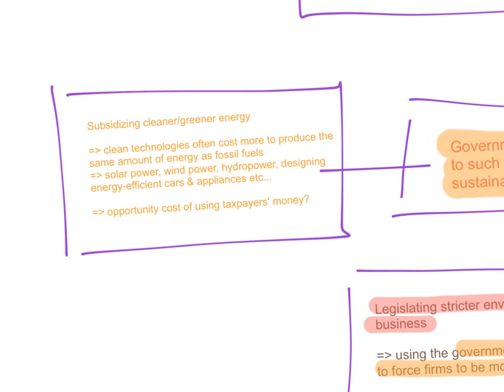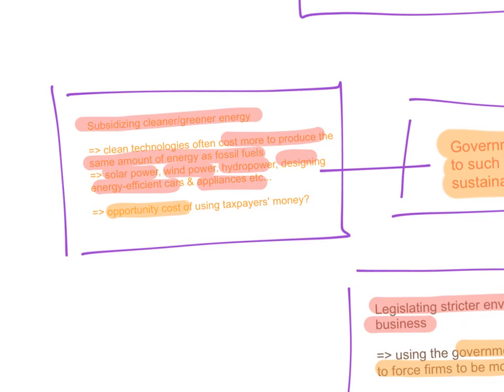Another last policy response is basically subsidizing cleaner, greener energy. Clean technologies cost more to produce the same amount of energy as fossil fuels. So the government needs to subsidize them to give firms an incentive to use them. Examples of cleaner energy are solar power, wind power, hydropower, and encouraging companies to design more energy-efficient cars and energy-efficient appliances. However, subsidizing, as is the case with any situation where you're using taxpayers' money, always has an opportunity cost. So that's one of the disadvantages or the weaknesses of this policy.